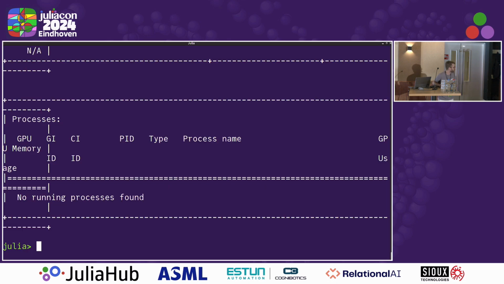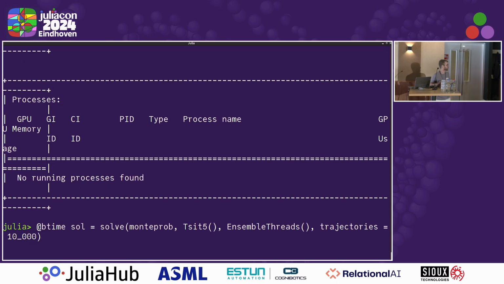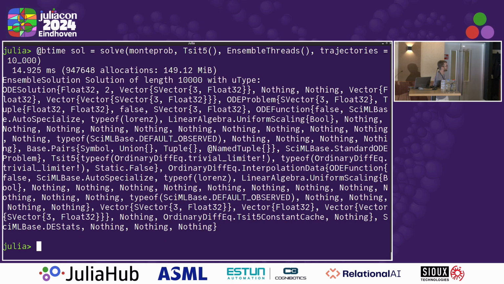Yeah, here we are. So we can run the problem on CPU with EnsembleThreads. So this is running it in a multi-threaded mode. There's also EnsembleDistributed for multi-node computation. So this is just our CPU baseline. Apologies for the time, it is compiling. But yeah, as you can see, this takes 14.5 milliseconds, which for solving 10,000 trajectories, that's pretty good.